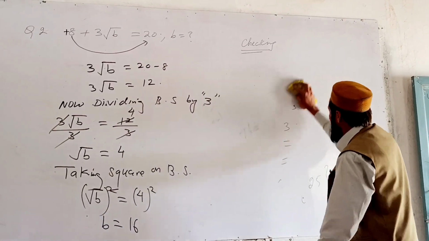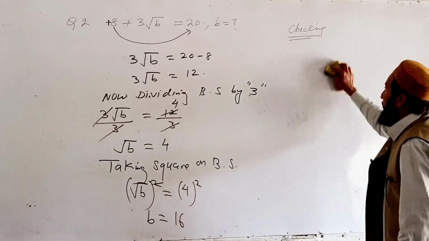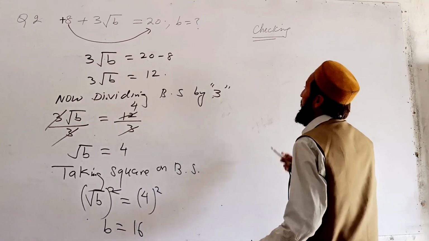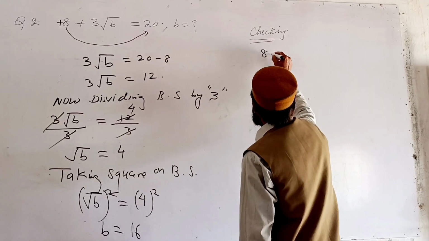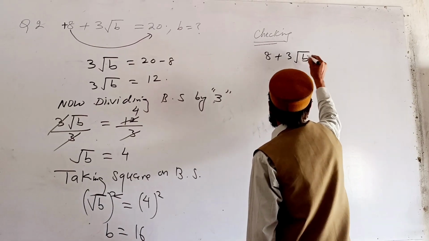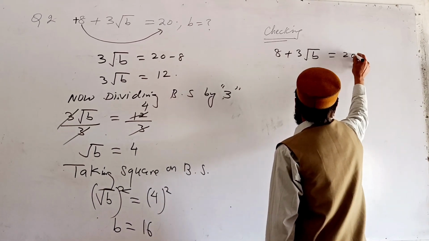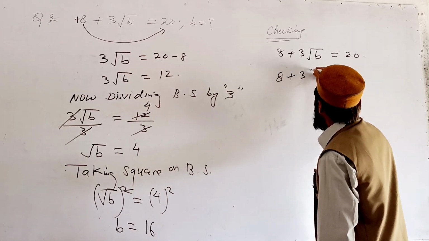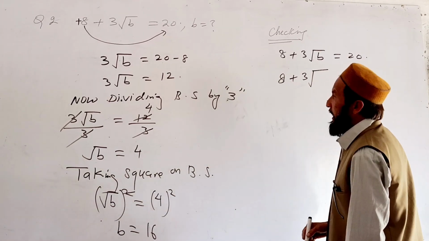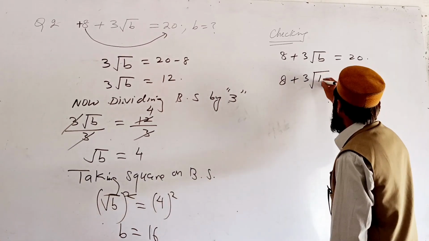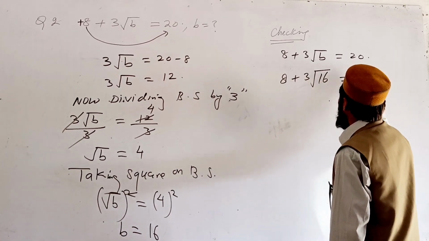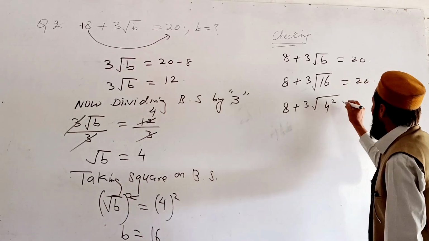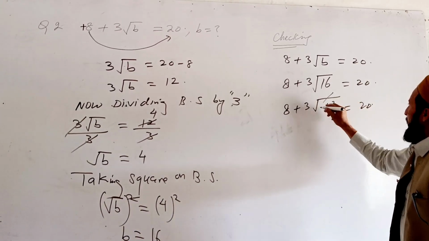Now we try to check in the original question whether the answers are the same or not. Otherwise, if both are not the same, the answer will be the empty set in the case of a radical equation. So now we replace the value of b, which is 16. In the place of b we put 16 in 8 plus 3 square root, and we can write 4 squared, and this should equal 20.